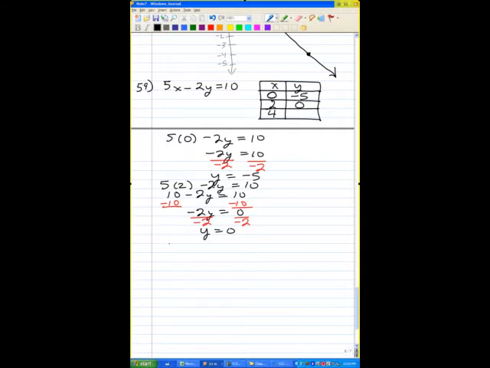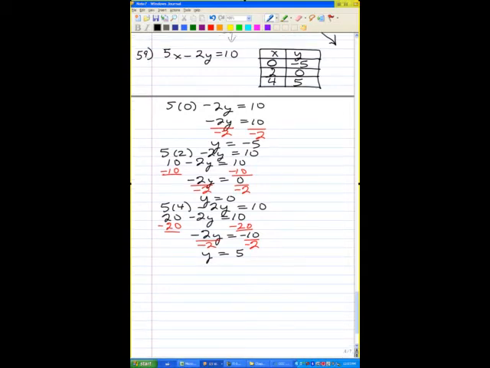And lastly, let's plug in 4. 5 times 4 minus 2y is equal to 10. 5 times 4 is 20, minus 2y equals 10. Subtract 20 from both sides of my equation in order to isolate y on one side of my equation. And so by the additive property of equality, negative 2y equals negative 10. Divide both sides of your equation by negative 2 in order to solve for y. So by the multiplicative property of equality, y is equal to a positive 5.